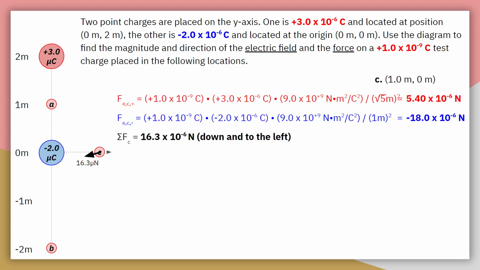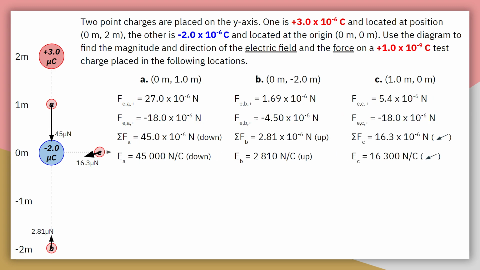As far as I'm concerned, that's as much detail as we need for exactly what the direction is going to be. Calculating the electric field, once again, just divide by the test charge, which in this case would give us a field strength there of 16,300 newtons per coulomb. When we add that to our data table, that should wrap up all the information we need.